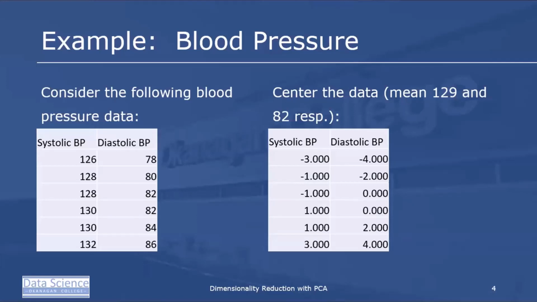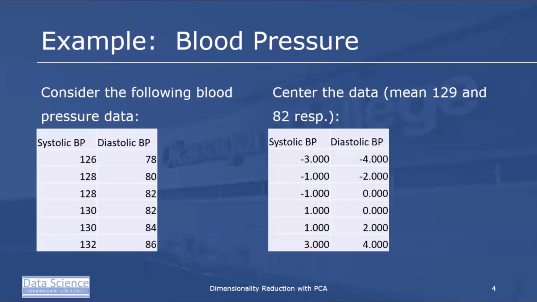So our first example is about blood pressure. We have a data set on the left that compares systolic blood pressure to diastolic blood pressure. We note the mean of the first column is 129 and the mean of the second column is 82. So by simply subtracting the mean from the initial data point, we center the data.